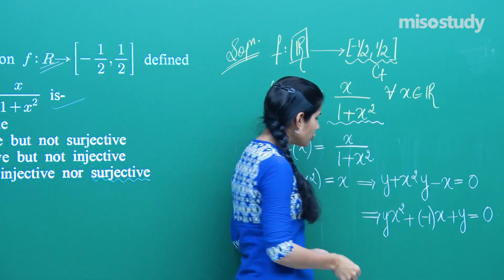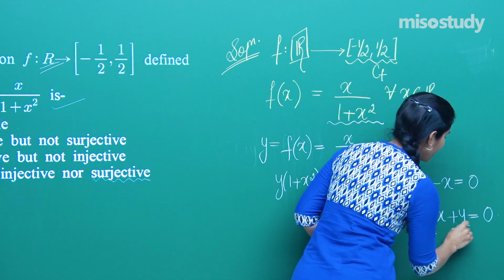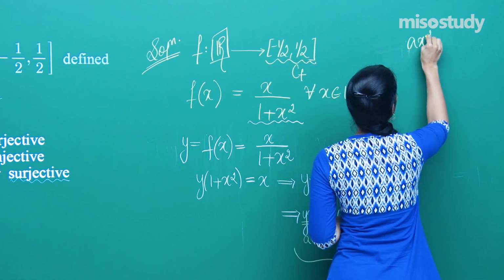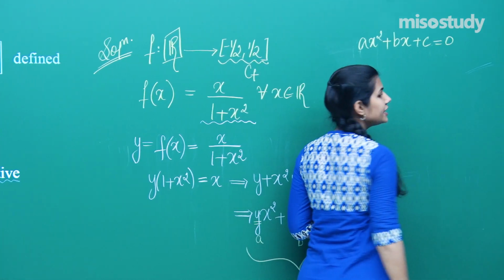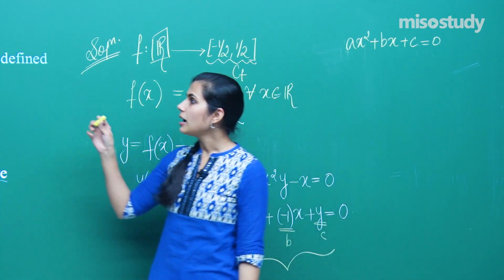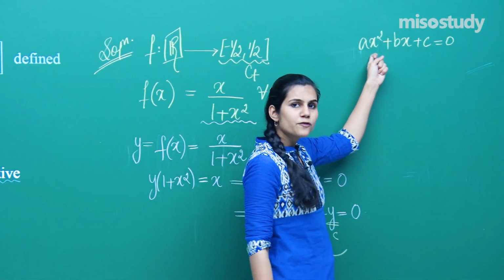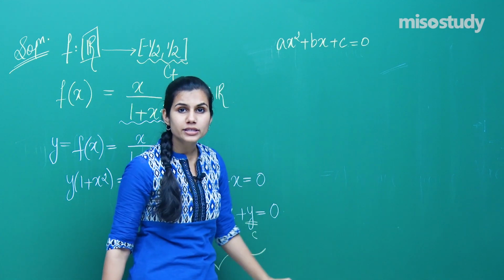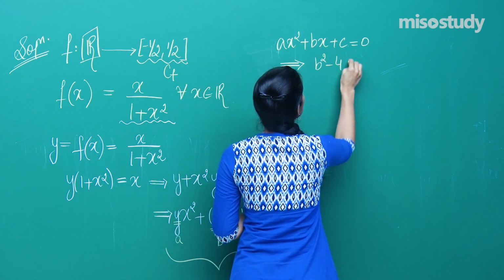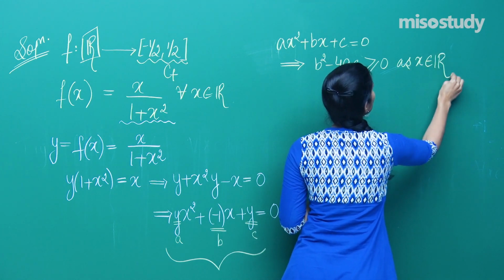Why have I written it like this? Well, if you carefully observe, if I call this y small a, minus 1 small b, and y small c, this expression is basically a particular case of ax square plus bx plus c equals 0. And the roots of this quadratic equation, basically the values of x, definitely are coming from the domain of f, which is the collection of all reals. Which means that this equation, where x is coming from the real numbers, has real roots, which implies the discriminant, b square minus 4ac, is greater than or equal to 0 as x belongs to R.